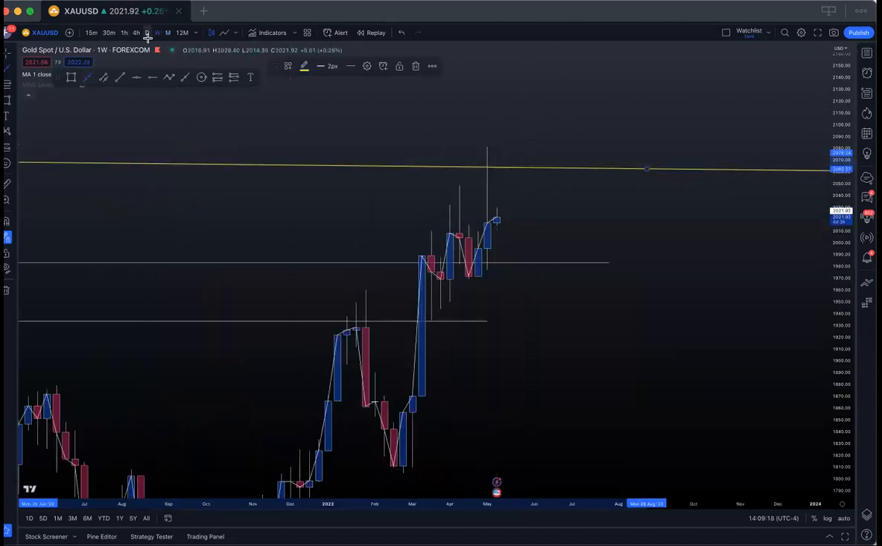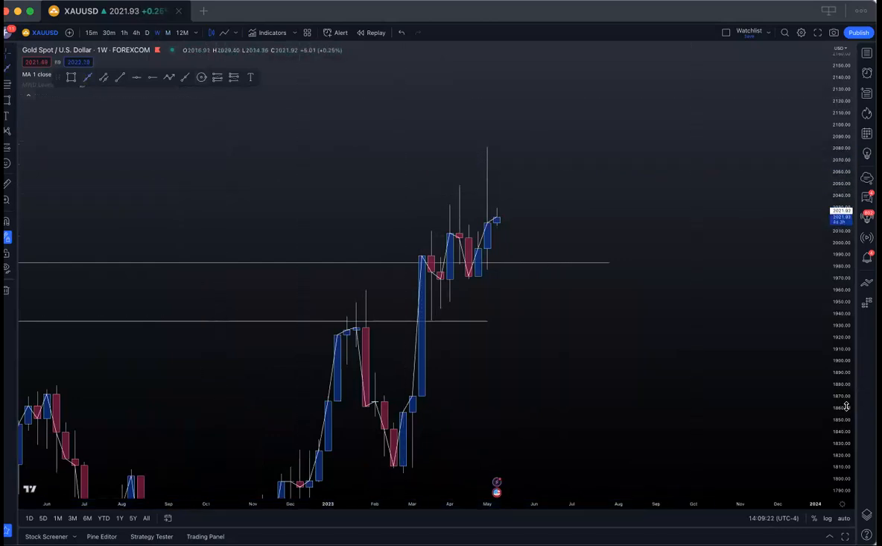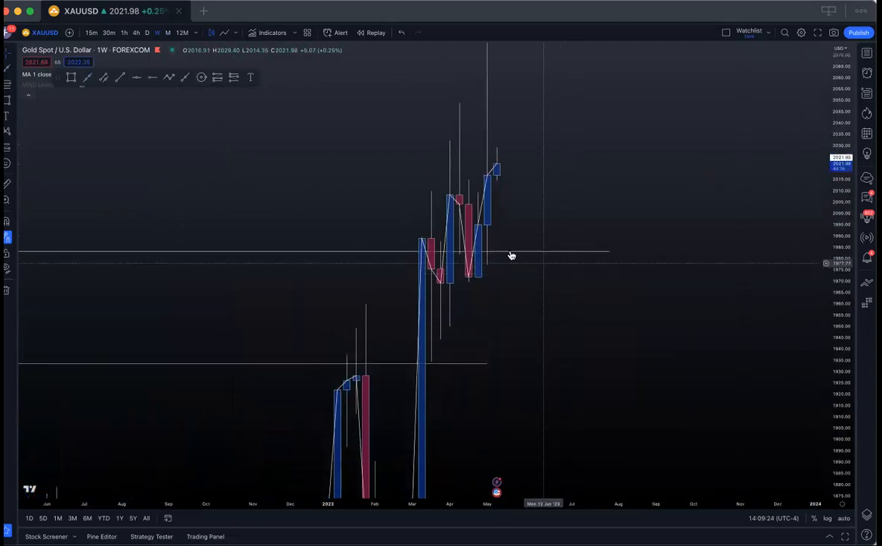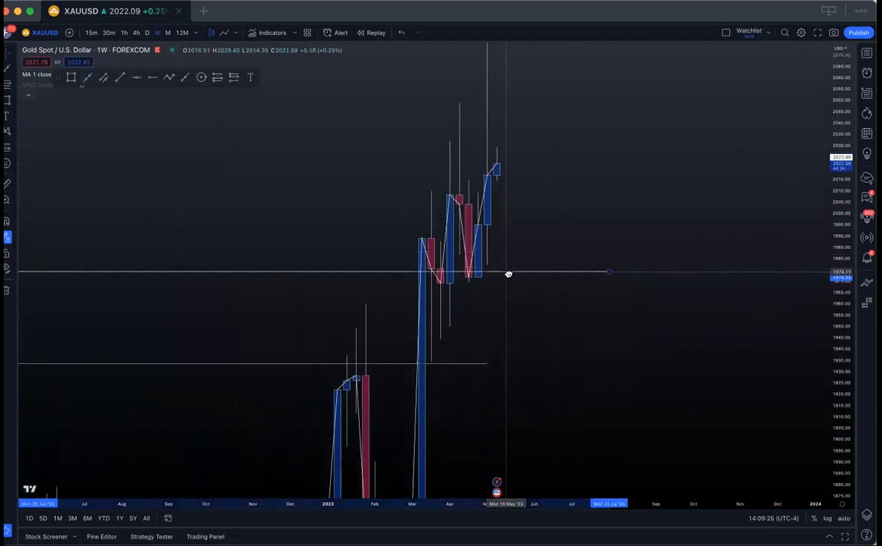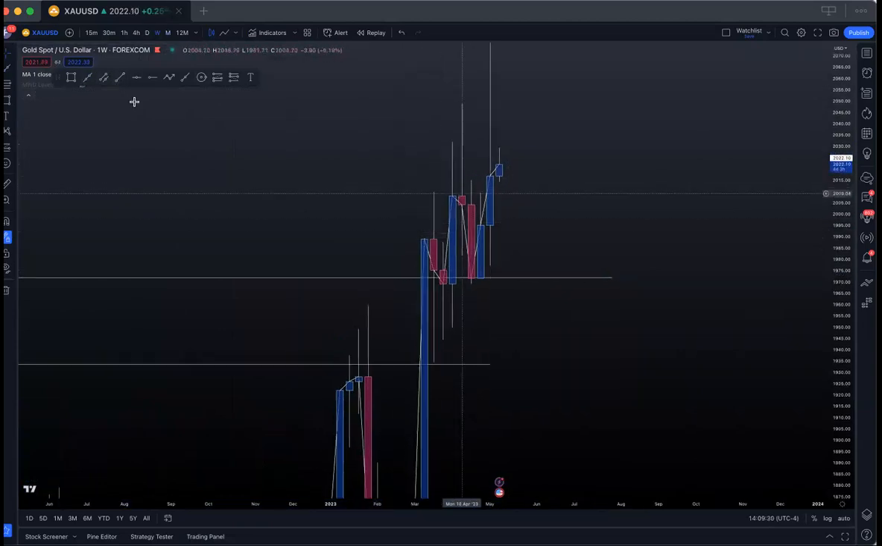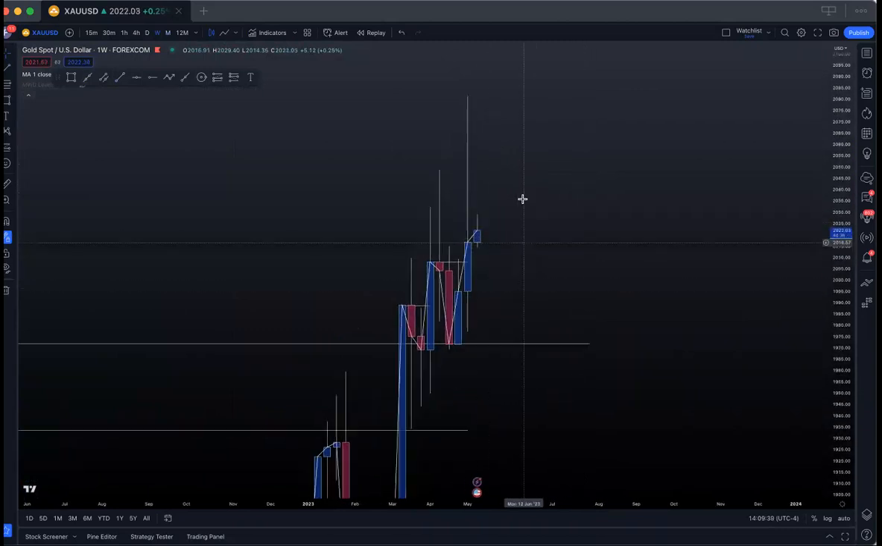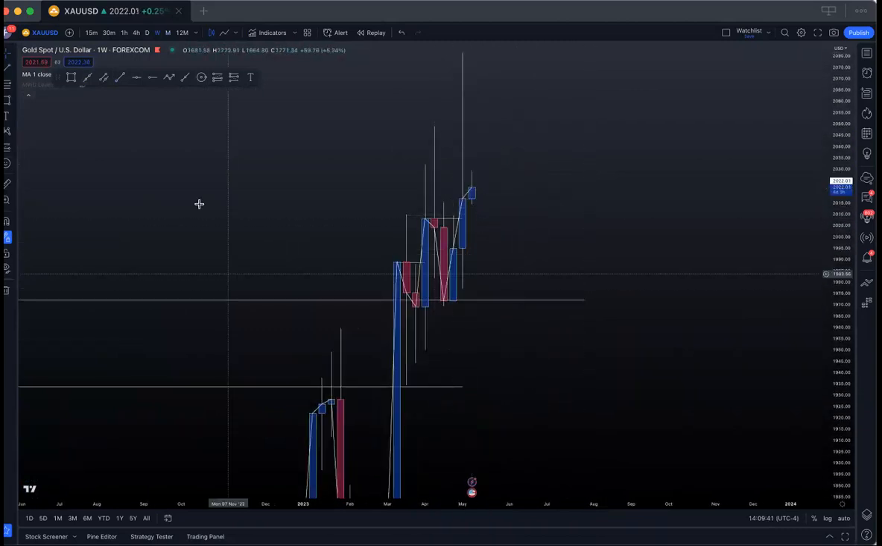Readjusting on the weekly. On the weekly, you have a bullish storyline because you also have a breakout here, breakout here, breakout here. So your logic of this breakout is anytime there's a breakout, there's always going to be a pullback.